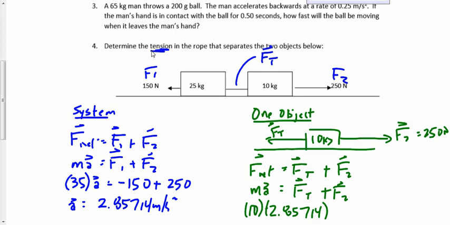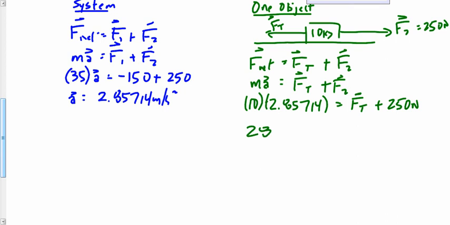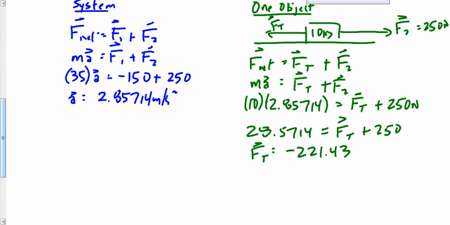10 times 2.85714 equals Ft, that's what I'm looking for, plus F2, which is to the right, which is 250 newtons. So 10 times 2.8 is 28, 28.5714 equals Ft plus 250, and we take the 250 over by subtracting, and we get 221.43. Actually, it's going to be negative 221.43, which we would expect, because the way we drew it on our diagram was to the left, so it's got to be a negative value.